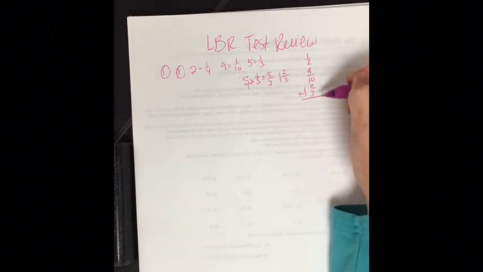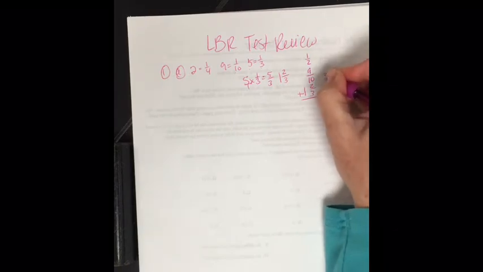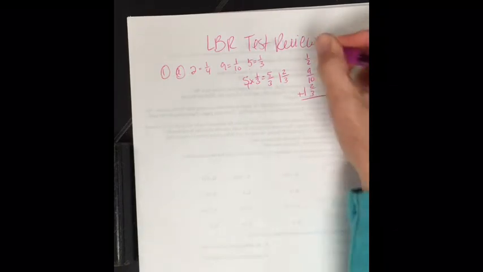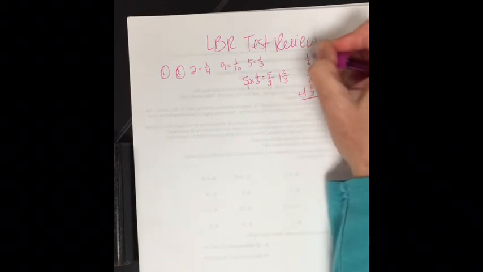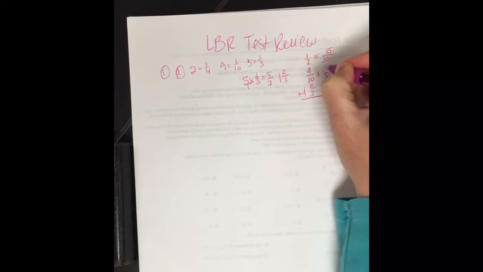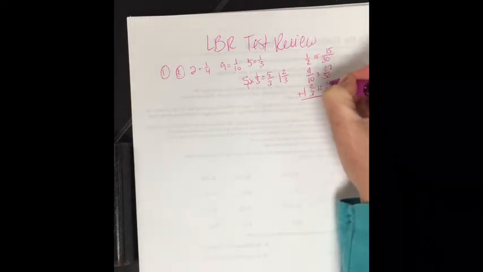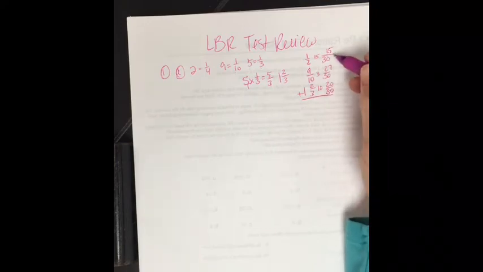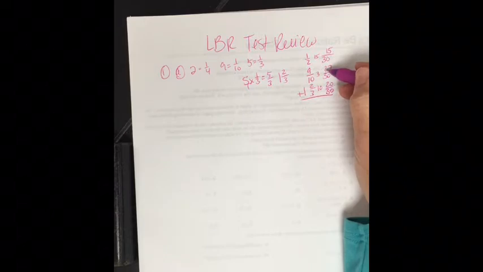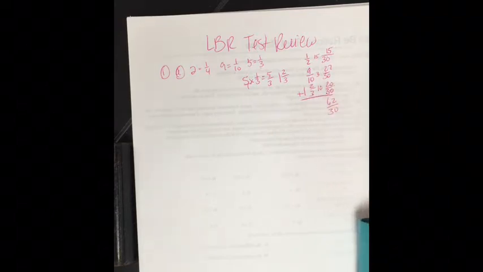Now we need to add these together to figure out how much it is total. To add them, you need a common denominator. I will choose 30. 2 times 15 is 30, and 1 times 15 is 15. 10 times 3 is 30, 9 times 3 is 27. 3 times 10 is 30, and 2 times 10 is 20. So you end up with 15, 27, 20, which adds to 62 over 30.